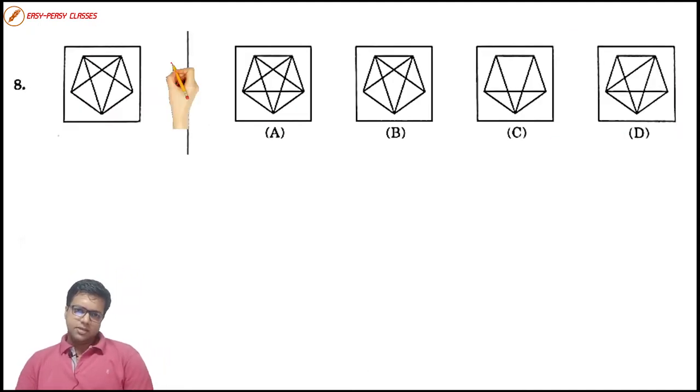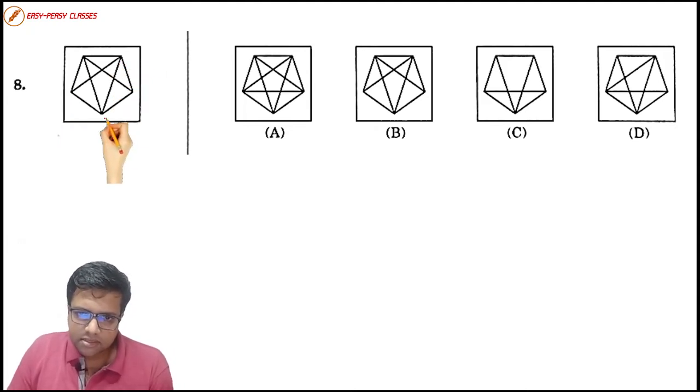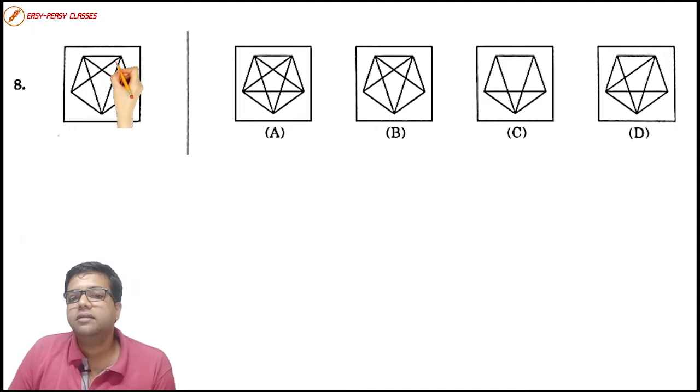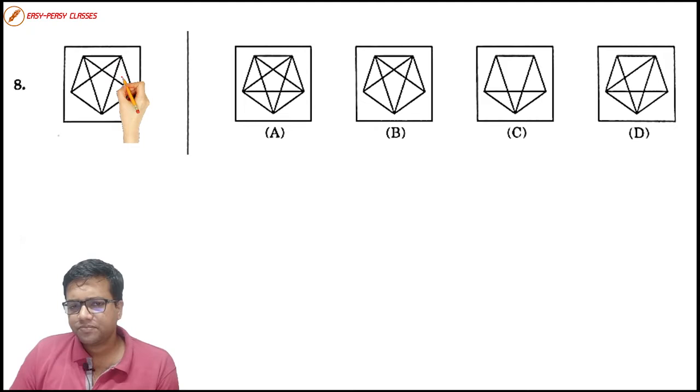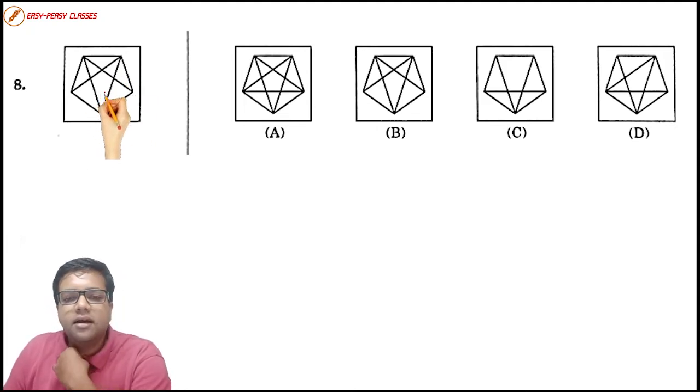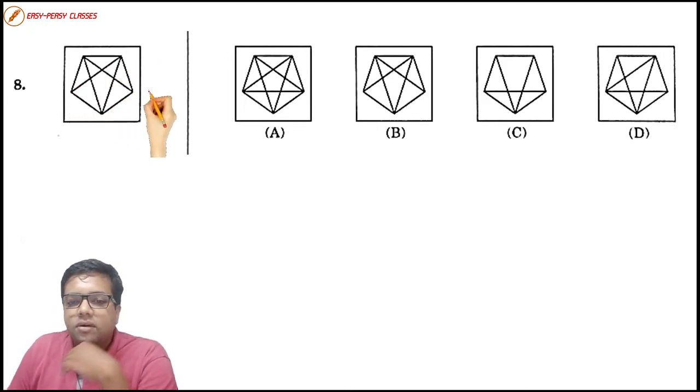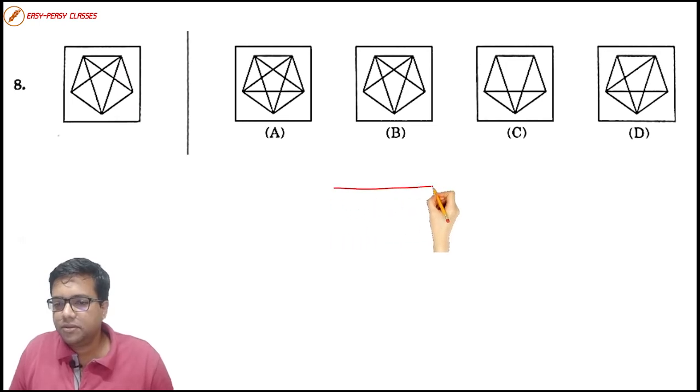The further question has a pentagon with, to be precise, all corners of this pentagon joined with a line. All right, see, let me show you. There is a pentagon.